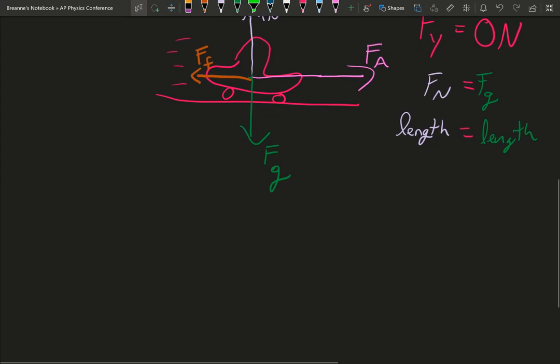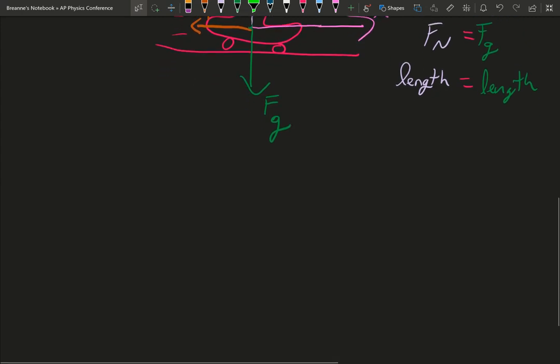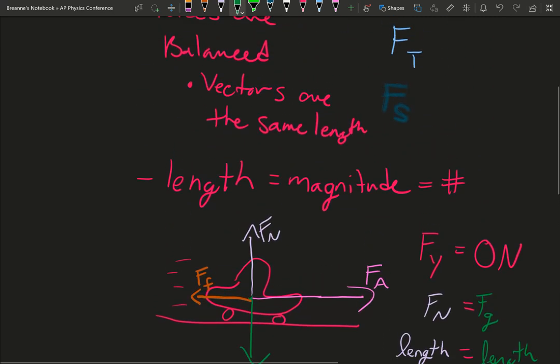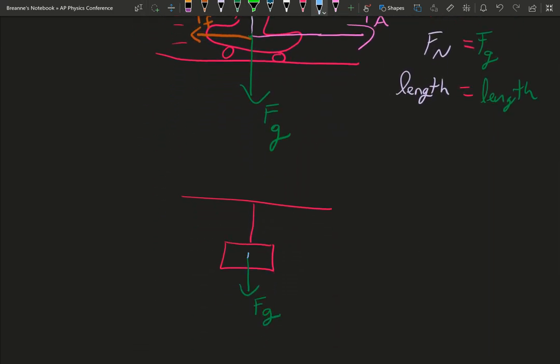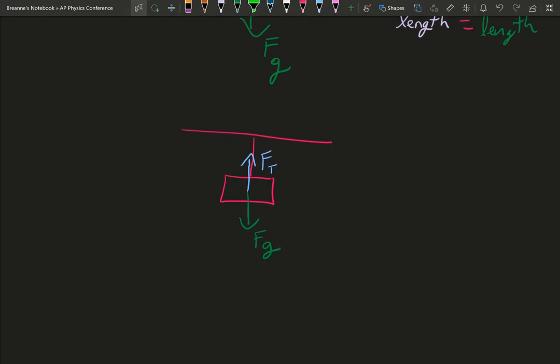Let's do another example. So if we have a box hanging from a ceiling, yep, there's always a force of gravity. But in this case, we also have a force of tension, which is light blue. It's not moving, so the forces should be the same length, or close to it.